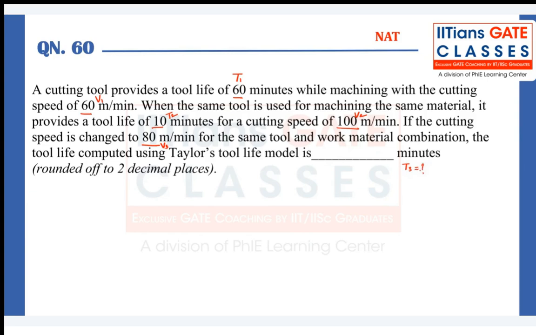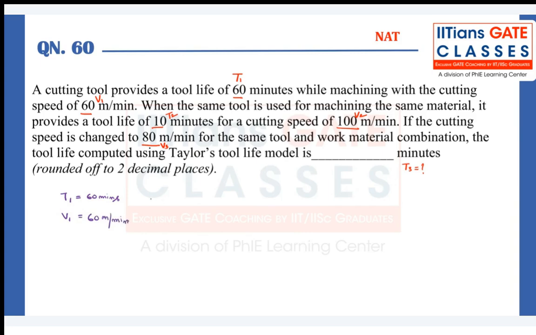Whenever you engage these kinds of questions, don't get confused, guys. We have solved this model in the class. First you write the given data. T1, the tool life, is given as 60 minutes, and the cutting speed for the first case is 60 meters per minute.